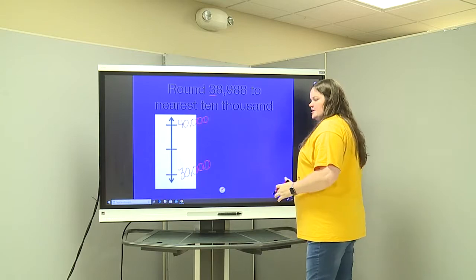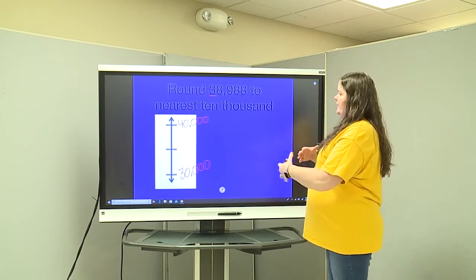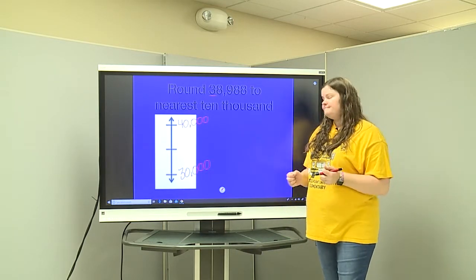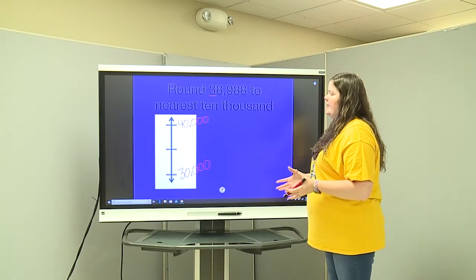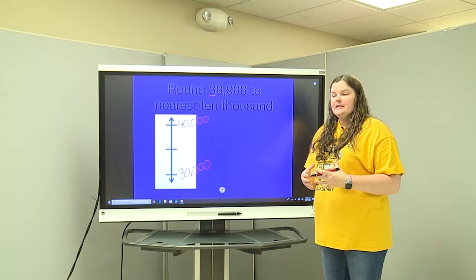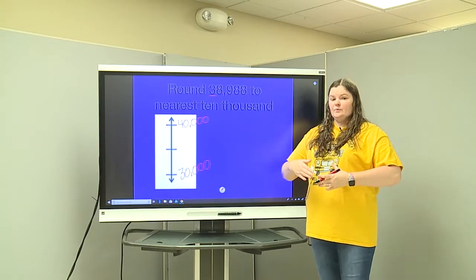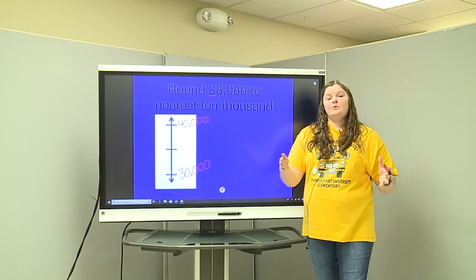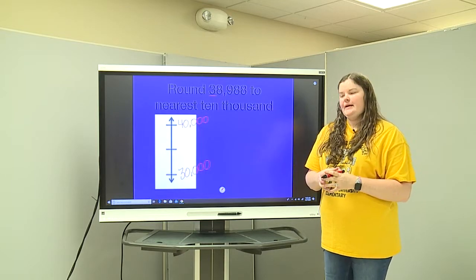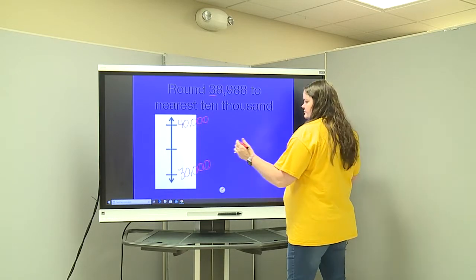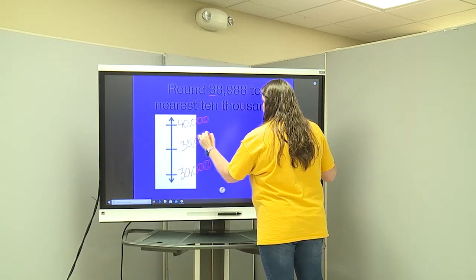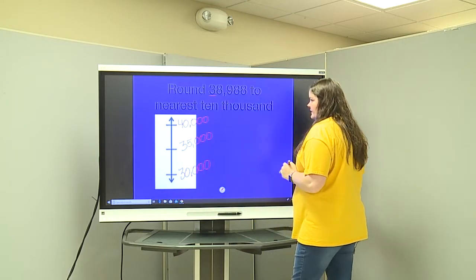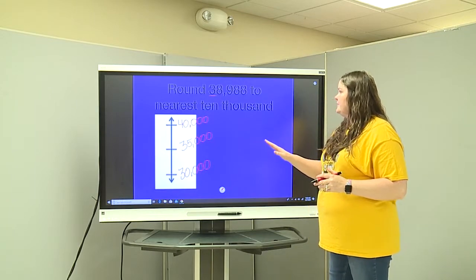And again, this is just an extension. We're just trying to get prepared for our next lesson. Now I need to figure out what would go in between 30,000 and 40,000. So if I'm thinking about counting between 30 and 40, what's right in between 30 and 40? Well, that would be 35,000.